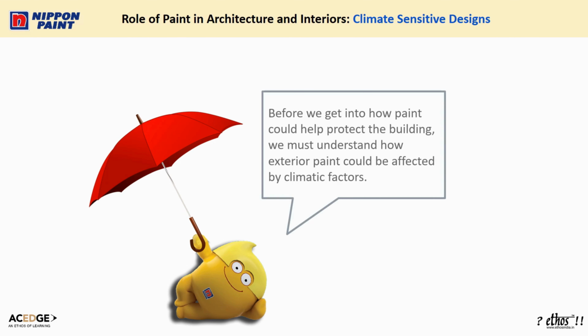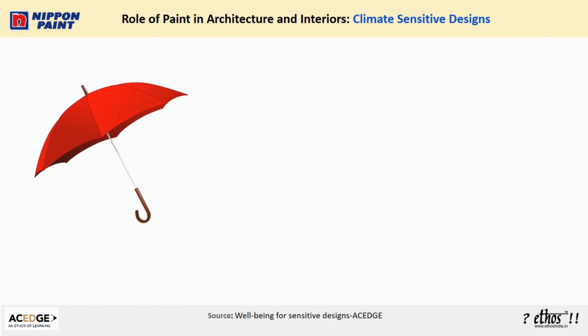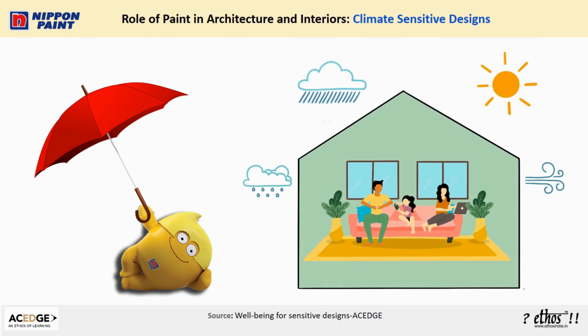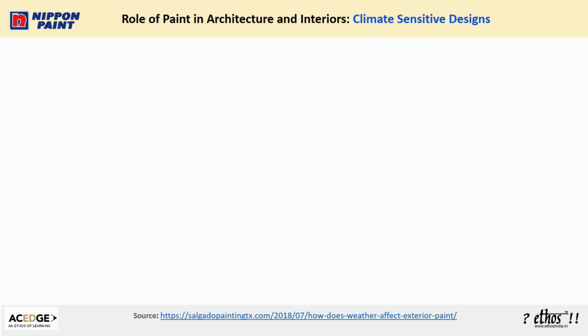Before we get into how paint can help protect the building, we must understand how paint can get affected by climate. Climate plays an important role while designing a building exterior. It varies with context. Climate is the long-term behavior of the natural elements in a selected region and is governed by specific features such as temperature, pressure, wind, precipitation, and humidity. Let us understand how paint is affected by these factors.